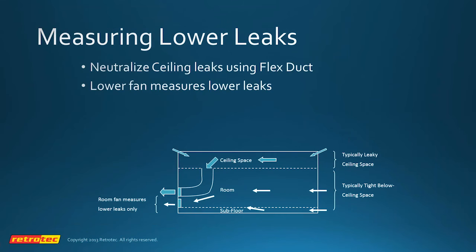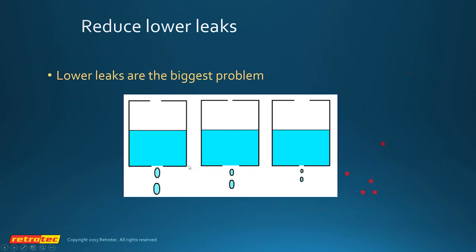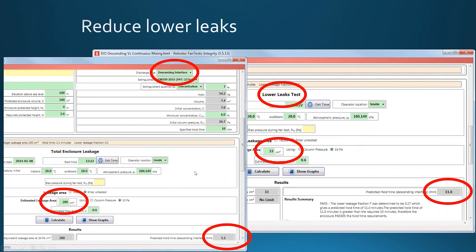That's another picture of the same thing. And it's showing the software doing a 50-50 leakage split, doing the whole room test and getting 5.1 minutes, doing the BCLA test, measuring the lower leaks, and giving 11 minutes.